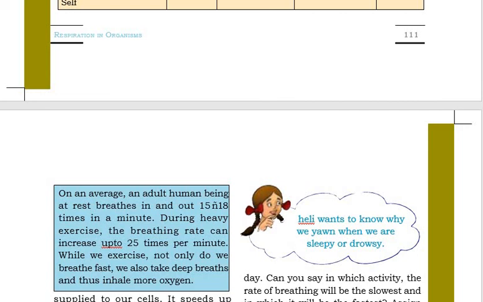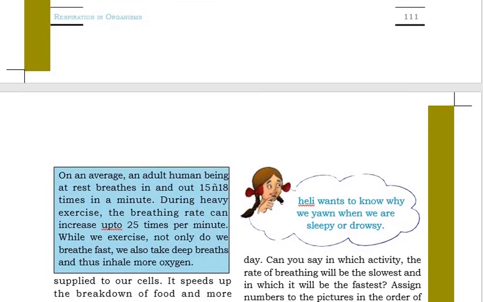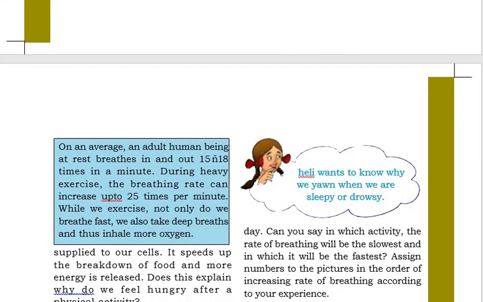While we exercise, not only do we breathe fast, we also take deep breaths and thus inhale more oxygen. When we are doing exercise, when you are climbing or jumping, we take more deep breaths. During that time, more and more oxygenated air enters into the lungs.